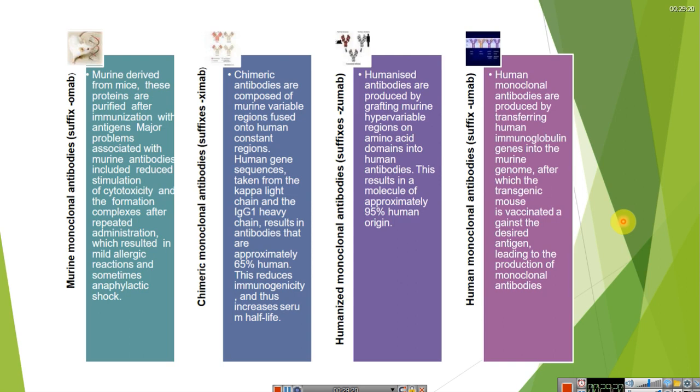So this is the summary of murine, chimeric, humanized, and human monoclonal antibodies. I'll just read that. Murine: derived from mice. These proteins are purified after immunization with antigen. Major problems associated with murine antibodies include reduced stimulation of cytotoxicity and the formation of complexes after repeated administration. What does this mean? Actually, see, antibody.